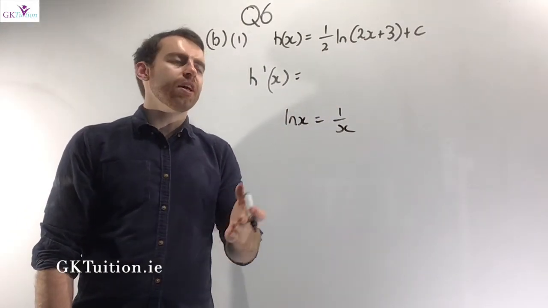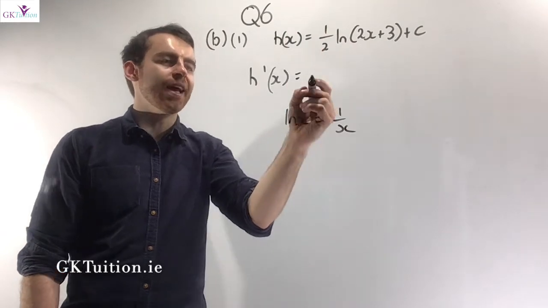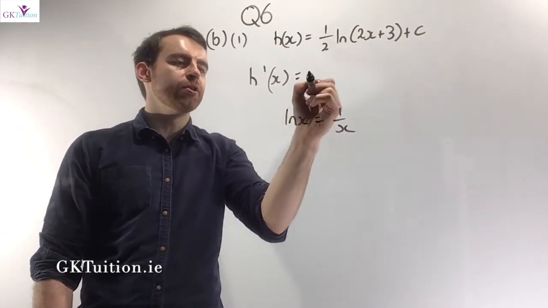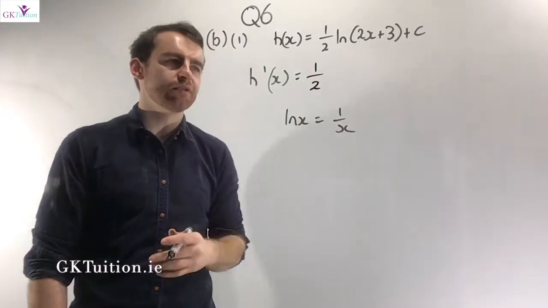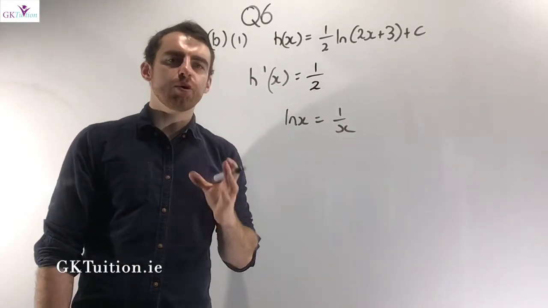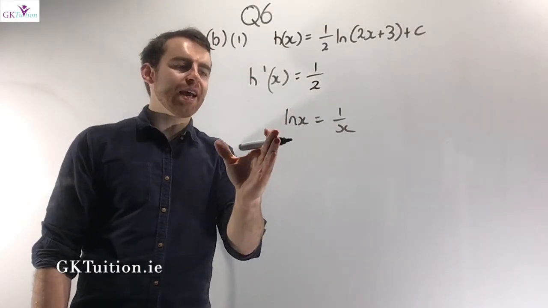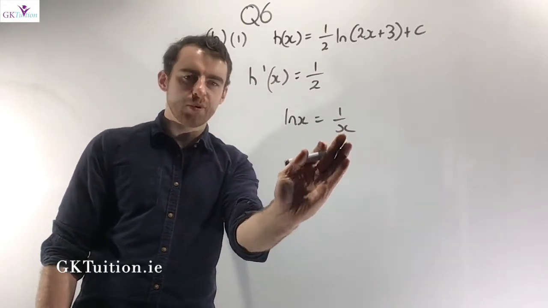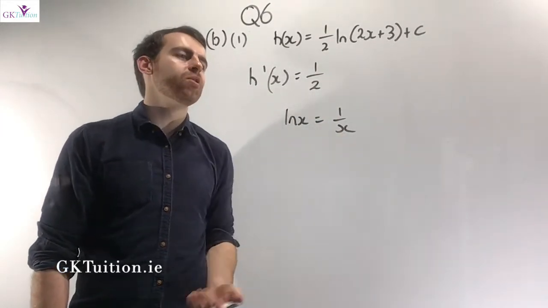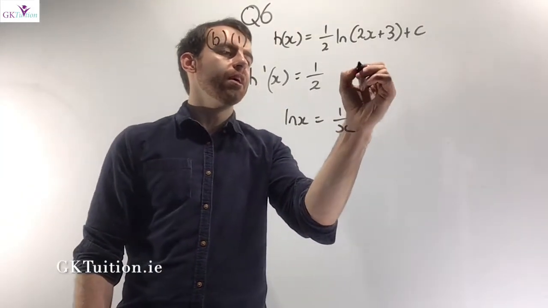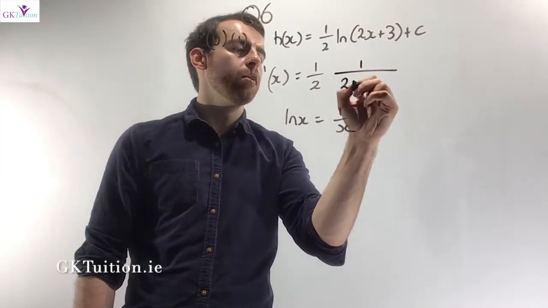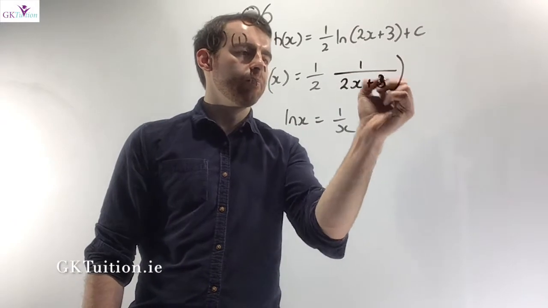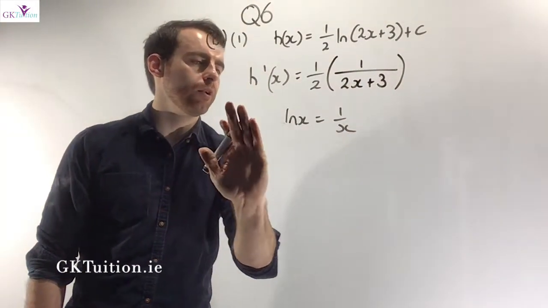First of all, if there's a coefficient in front of the ln in the original function, it will also be present in the derivative. So you take down your half. According to the maths tables, ln of algebra, you're just left with 1 over whatever you had after the ln. So ln(2x + 3), if I differentiate it, it's just 1 over (2x + 3). All I'm doing there is following that rule.